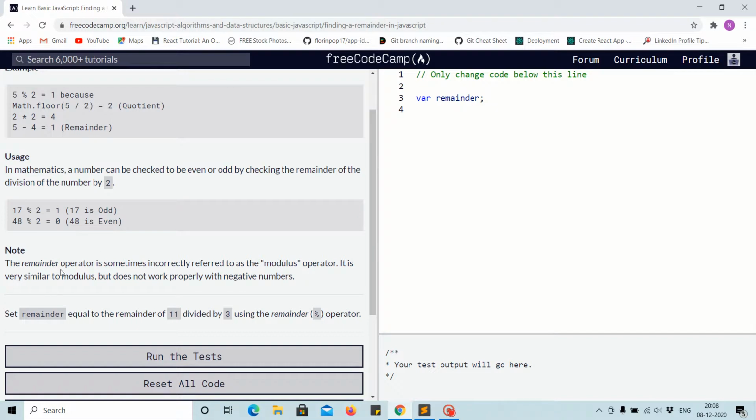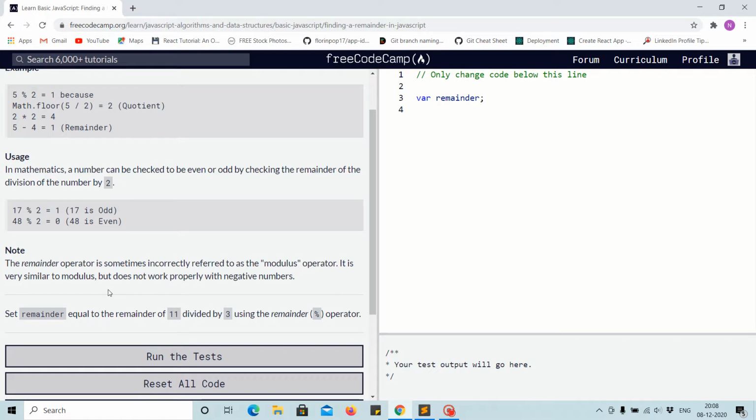Note that the remainder operator is sometimes incorrectly referred to as the modulus operator. It is very similar to modulus but does not work properly with negative numbers. So it's similar, but it's not exactly the same, as it doesn't work with negative numbers.